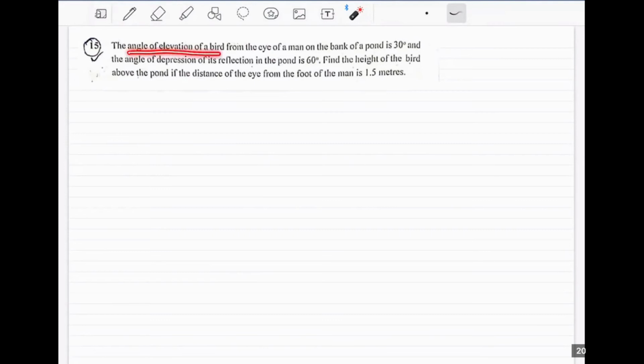Angle of elevation of a bird from the eye of a man. There is a man here. There is a man standing. This is the ground. There is a man standing. What happened is he is looking up. Angle of elevation, that means he is looking up, right? He is looking up to a bird, right? His eye is around here. So he is looking up to a bird.